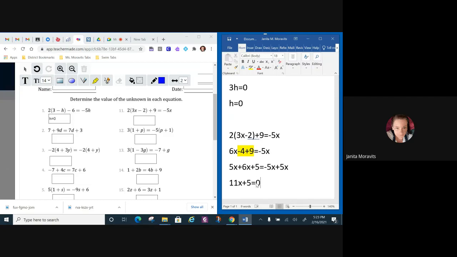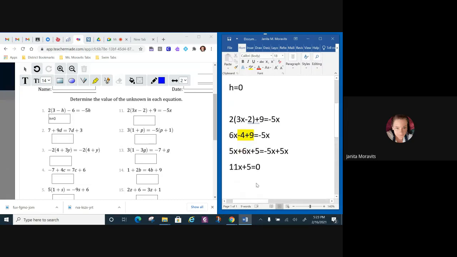Now what we're going to do is we're going to move our 5 right here to the other side. And we're going to have 11x equals, well, if we take away 5 from here, that leaves 0. And then 0 minus 5 gives us negative 5 over here.